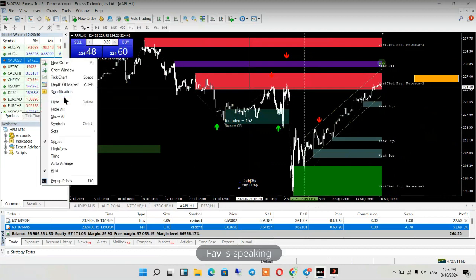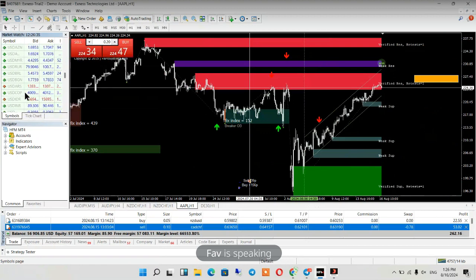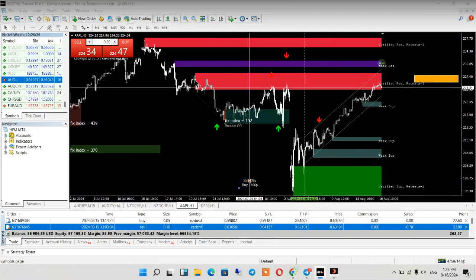Let me check my symbols. I should find other forex symbols I could use. Okay, the USDCAD, USDCHF. Yeah, I could find some. I'll add some right now. Okay, all right. So let's just do one more before we leave. Okay, so these are the ones I just added.